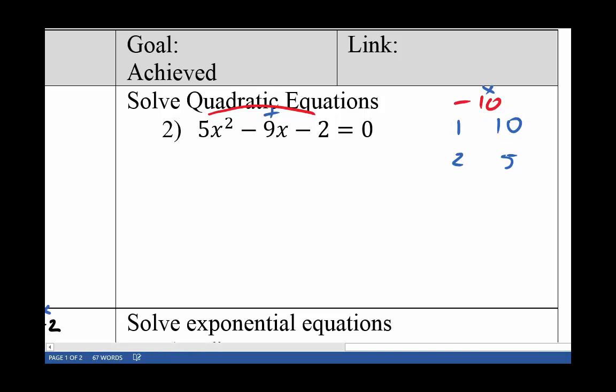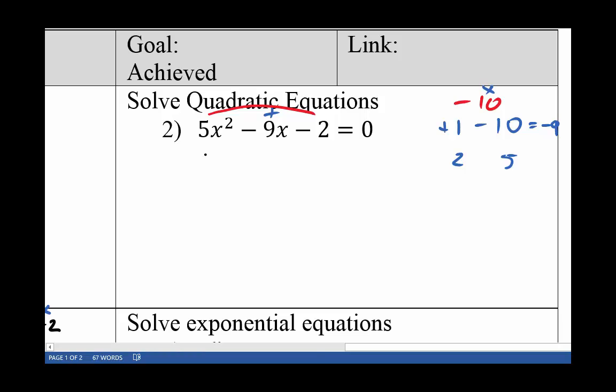What symbol do we need to figure out that they add to negative 9 and times to negative 10? So in this case it will be if it was a positive negative 1 and a positive 10 and I added those, I'd get positive 9. So that's not right. So therefore it's going to have to be the other way round. Negative 10 and positive 1. They do add to negative 9.